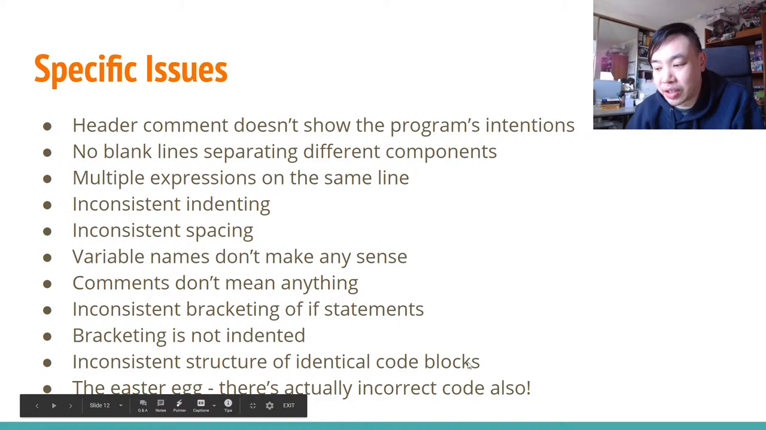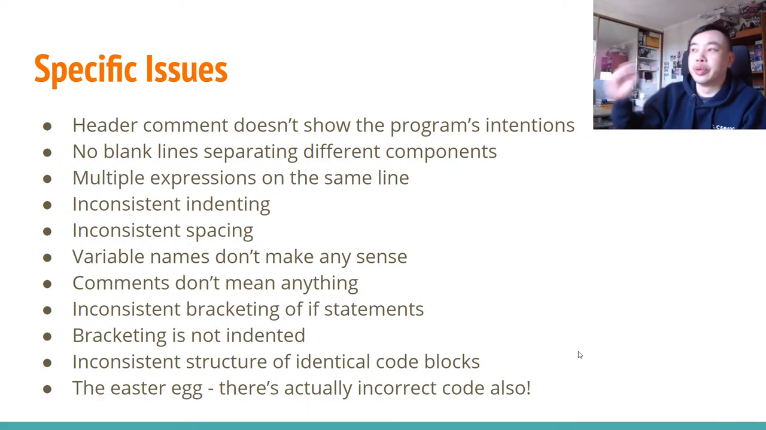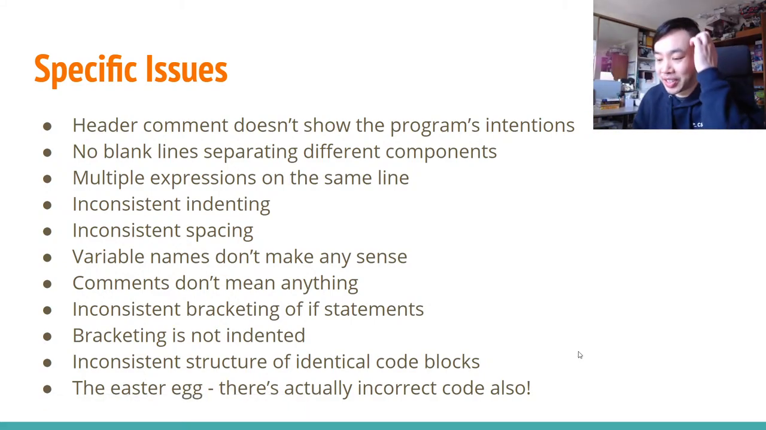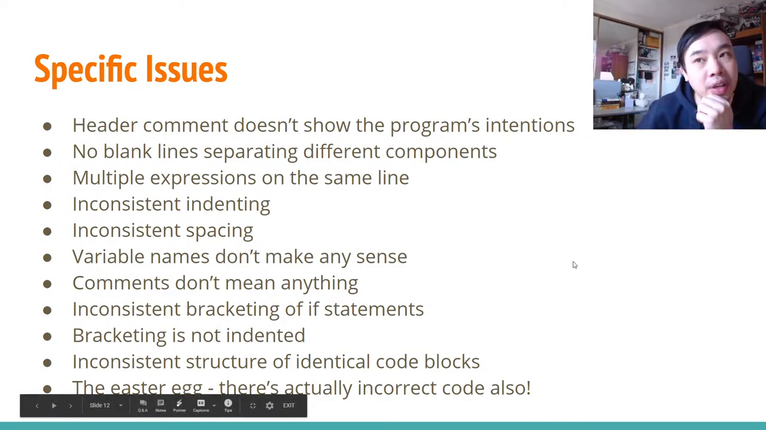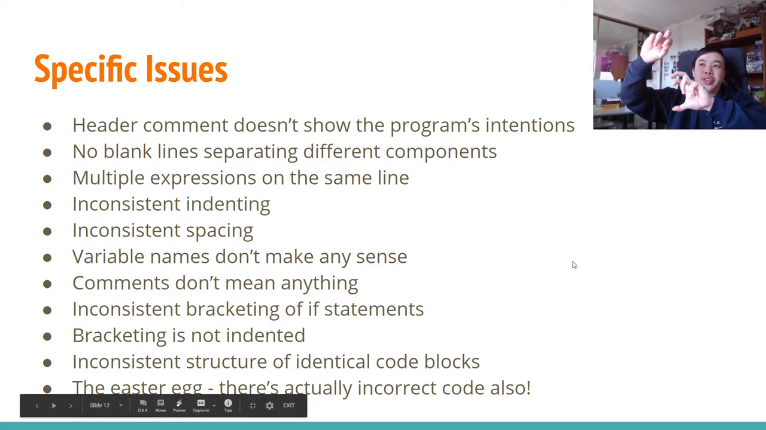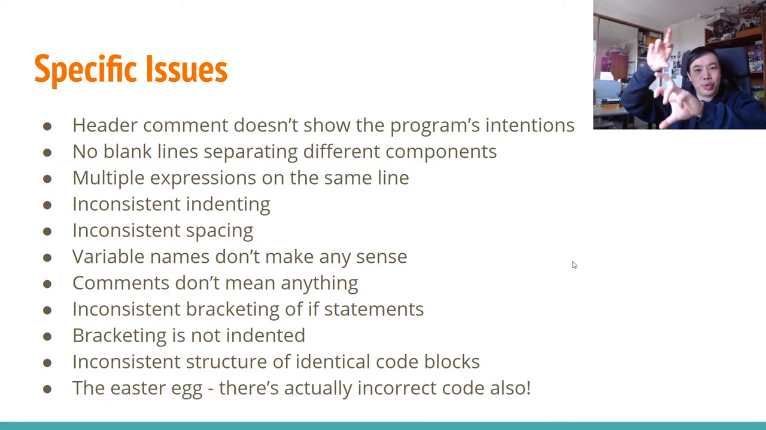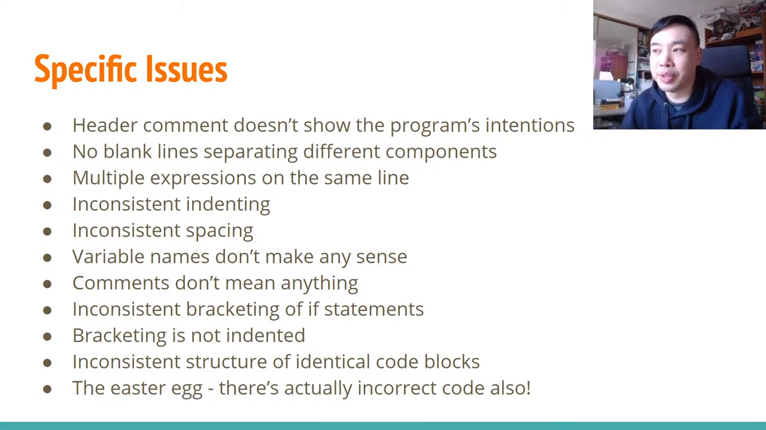Inconsistent structure of identical code blocks. I think also we would have to clean this up a bit more to be able to see that. There's the dice check. I think there's the invalid input checking for both dice, and it's not the same code. It's actually laid out completely differently between the two. So that inconsistency makes those two valid input checks look very different from each other.